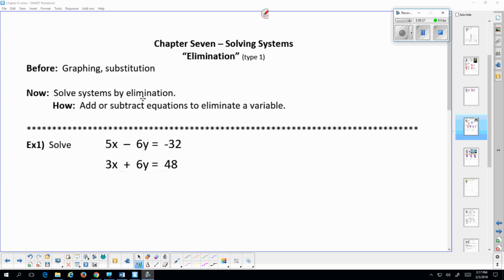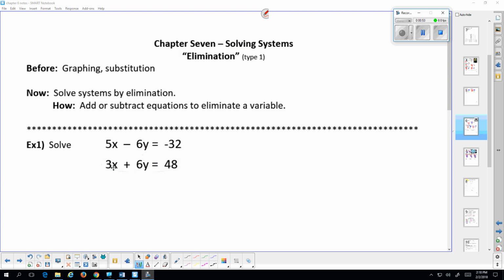Now these usually come in handy if it's in standard form. So if you don't have just a y equals or an x equals, where substitution would be easy, then you can use elimination. If x and y are on the same side of the equation, you can use elimination just to make your life easier. So what we're going to do is add or subtract to eliminate a variable. What you're looking for is that the variables have the same coefficient.